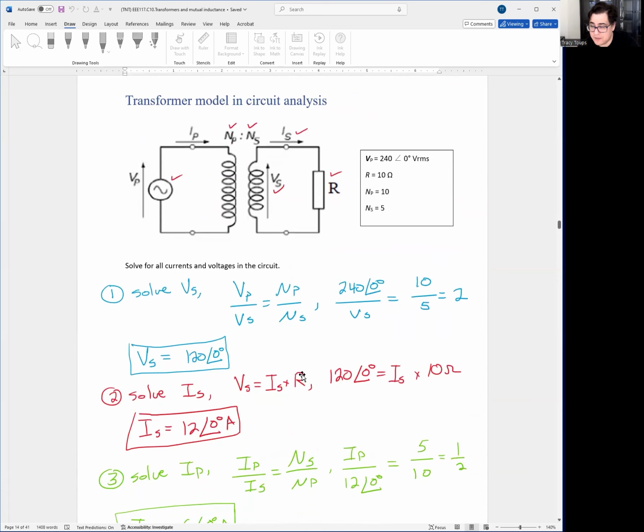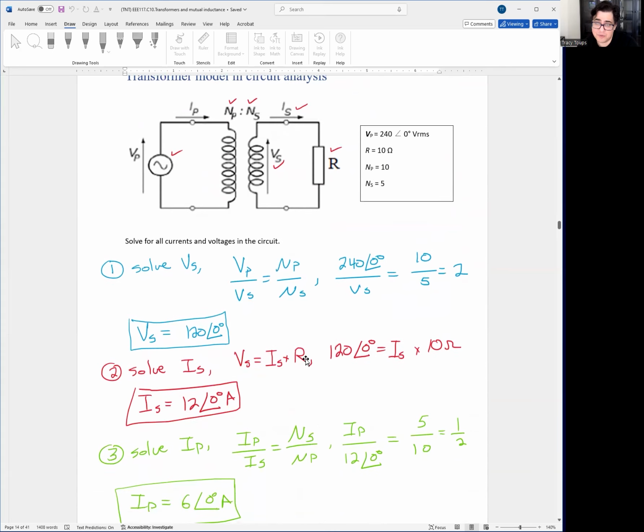So lots of talking, lots of equations. We need to do an example to show you how the numbers work out. All right, so here we go.